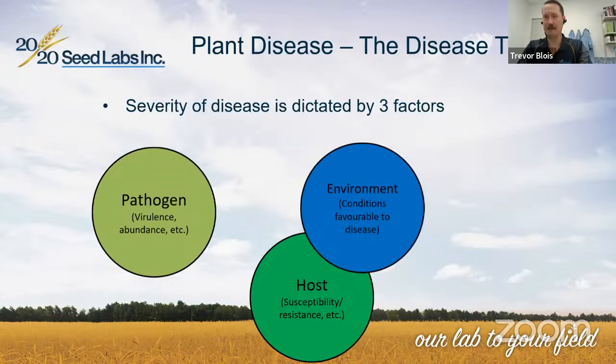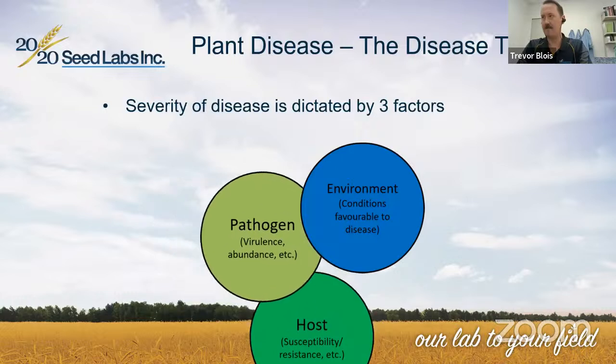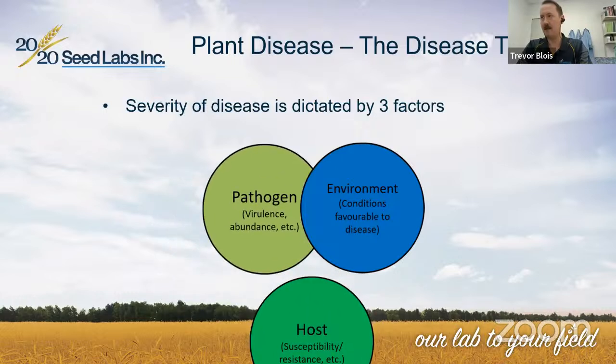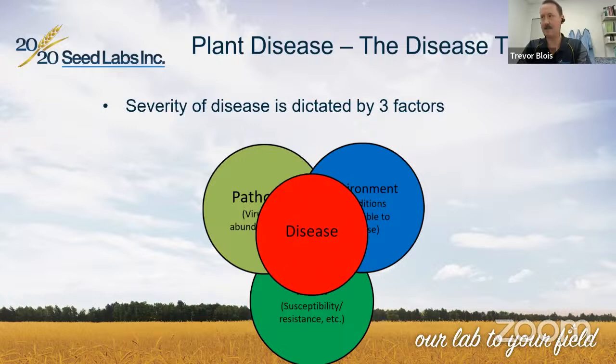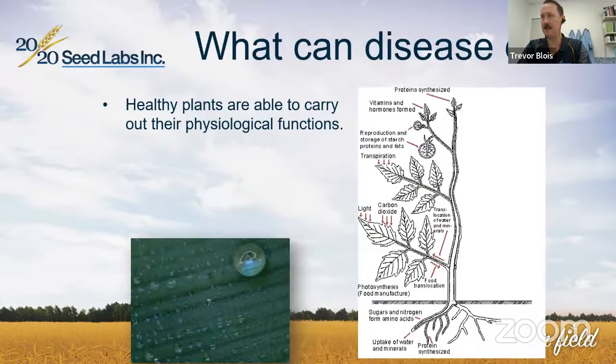If you're following your rotations, there's no pathogen or low levels of pathogen, or you've got a resistant variety of crop growing, then you're not going to see a whole lot of disease. And then if your pathogen and environment are there, but the host isn't present, then you're not going to see a lot. But if everything's present in the right amounts, you can get severe disease, right? So it's a lot of factors that all come together to result in plant disease.